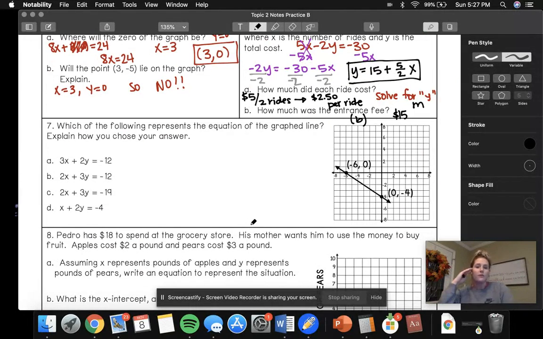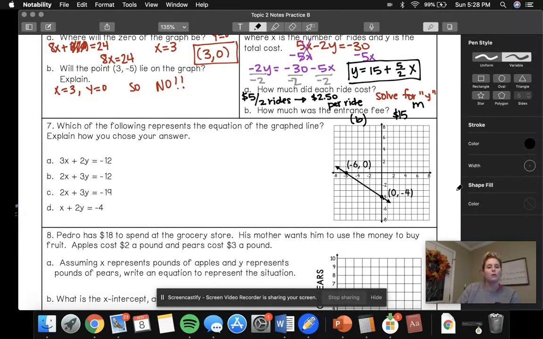Okay, which of the following represents the equation of the graphed line? Okay, so we have this graph line. It passes the x-axis at -6, and it crosses the y-axis at -4. So we have to decide which one would give us that exact answer. Okay, so we could just solve for y each time and see which one would start at -4 and have a negative slope. We could do that.